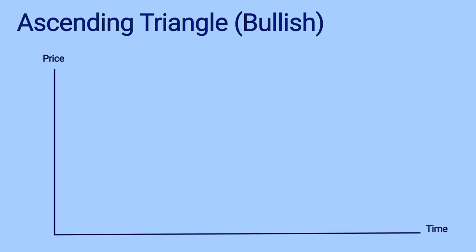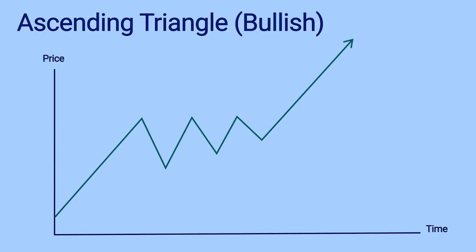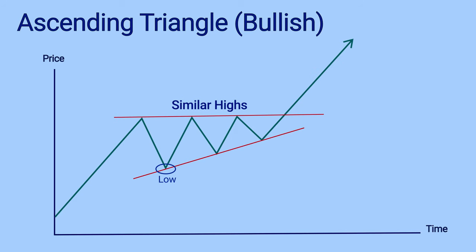First, the ascending triangle. An ascending triangle happens after there is an up move, and then, in the form of price consolidation, the highs that are made during that consolidation are at a similar level and the lows are at a little bit higher level as the price action progresses. So it takes the form of an ascending triangle.